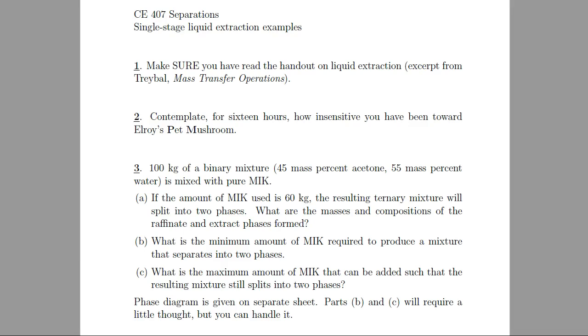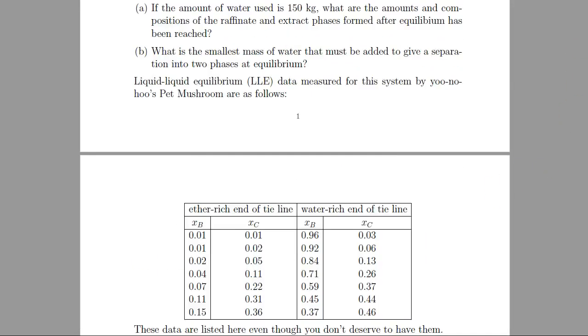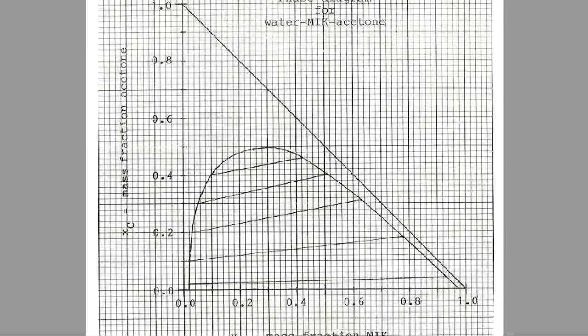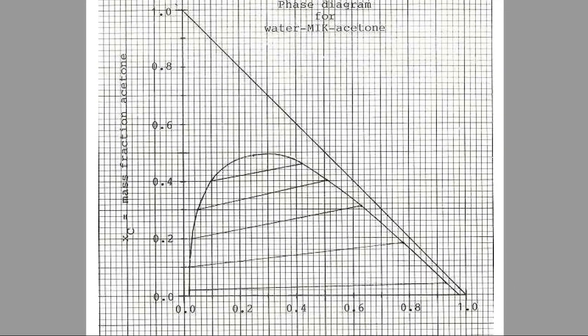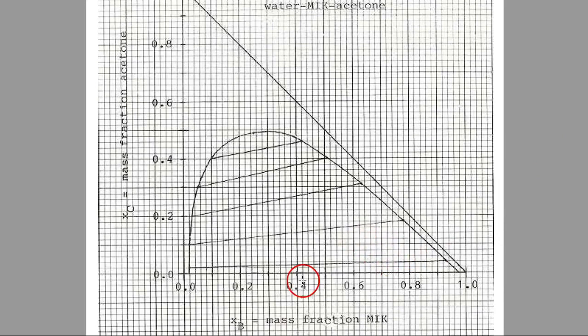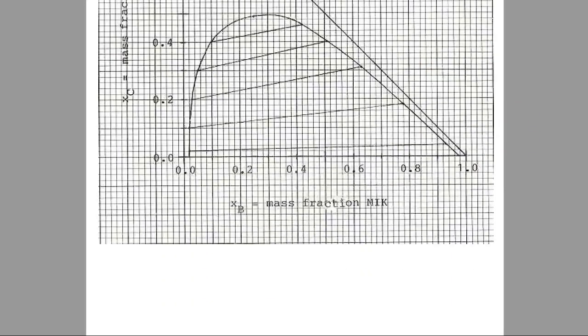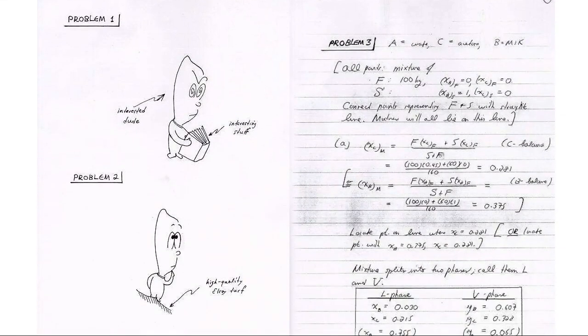So that's a perfect example of us wanting to know what comes out of a liquid extraction. And then it says phase diagram is given on a separate sheet. And the separate sheet is that one. So this is the mass fraction of MIK, the solvent. This is the mass fraction of acetone, the solute. And those are the data that were given. So let's look at the solution.